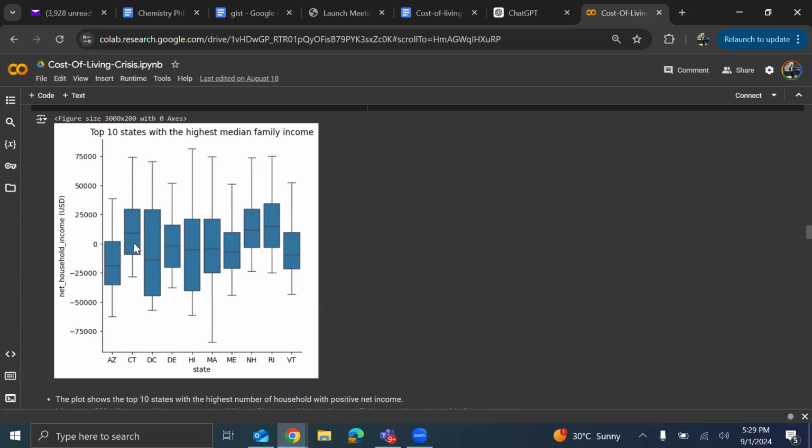And then I also did some further analysis. What I was trying to do here was to say, okay, I have all the different types of expenses.